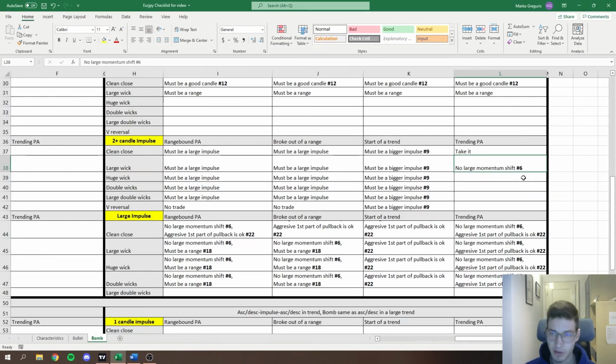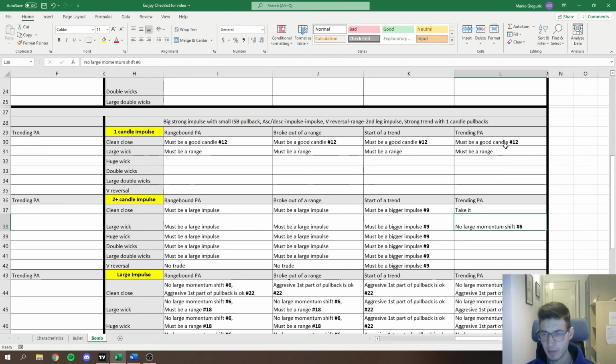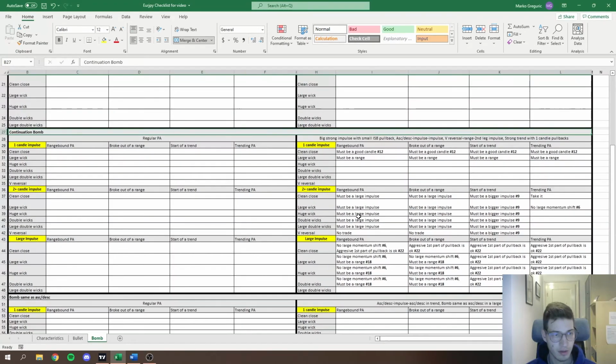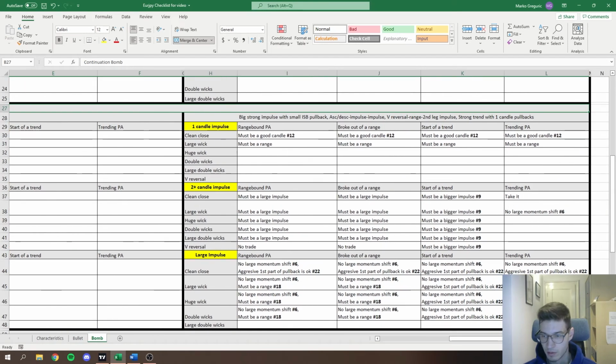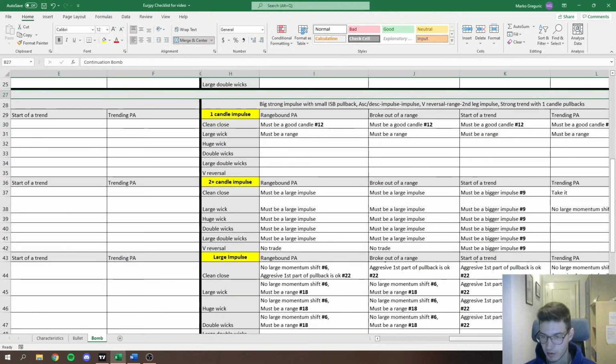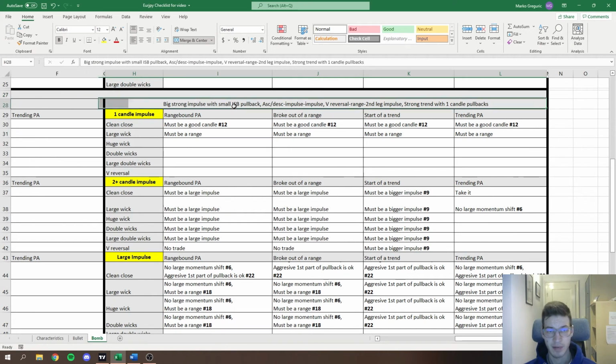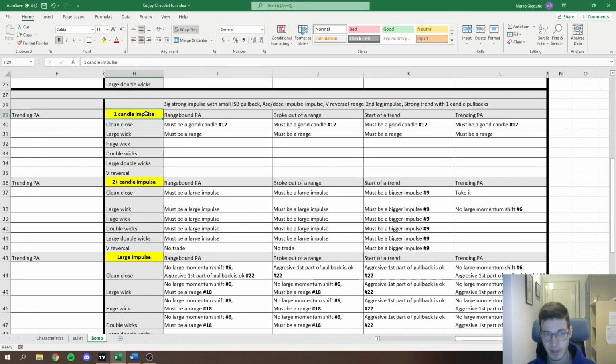Let's take a look at another number. So for example, number 12 right here. So this would be, I think it's the reversal, no, it's the continuation bomb. Let me zoom in a bit. It is a high probability setup. Let's say one of these. It is just a one candle impulse. The price action is trending. We are in a trending condition, and it is a clean close.